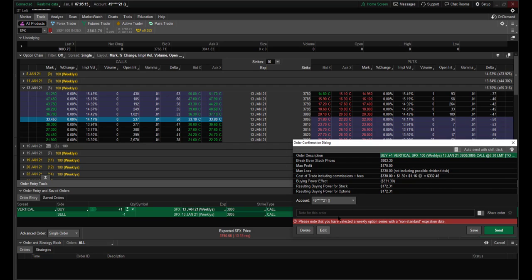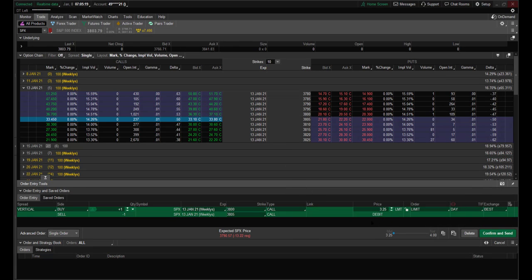If I want to see profit, it's going to have to go farther than that. There is a max profit on this. We can only make so much money. The way that we can identify how much money we could make is look at the width of the spread. I have a spread that's $5 wide. This $5 spread is going to cost me $3.25 to buy.